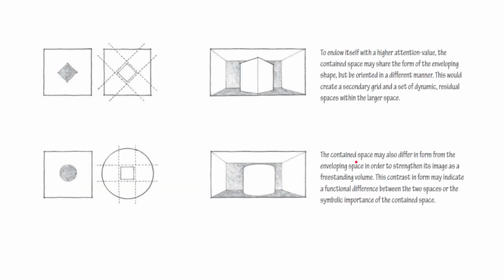To endow itself with a higher attention value, the contained space may share the form of the enveloping shape but be oriented in a different manner. So this is another take on the shape. The contained space may also differ in form from the enveloping space in order to strengthen its image as a freestanding volume. This is usually treated in architectural or interior installations, and in art and sculptural design as well.